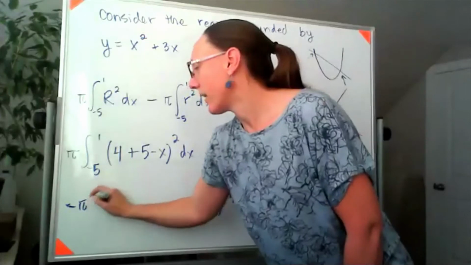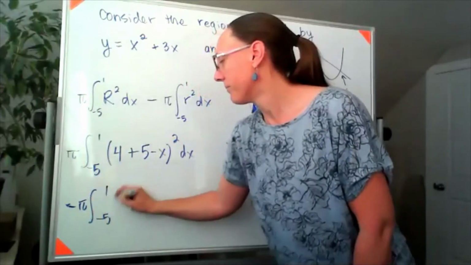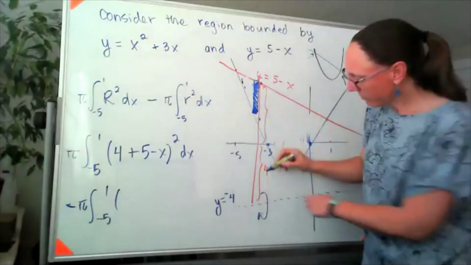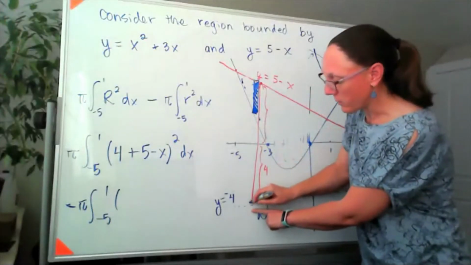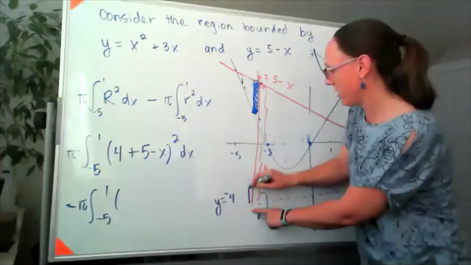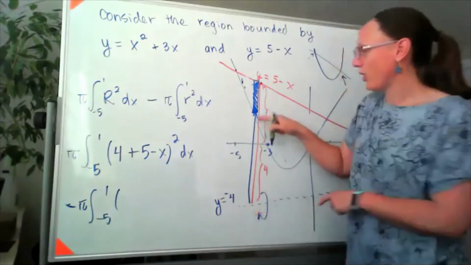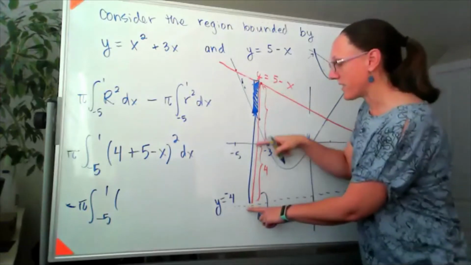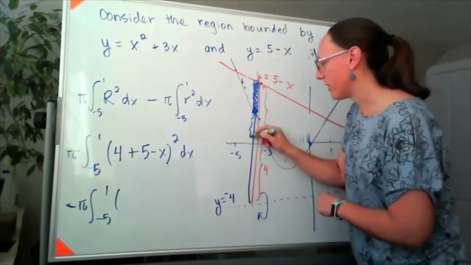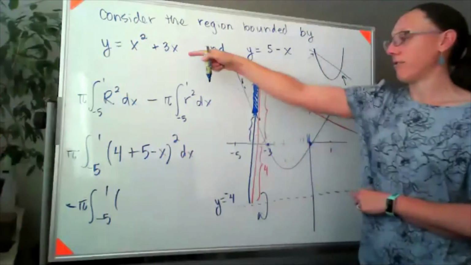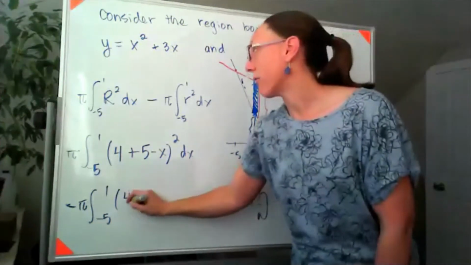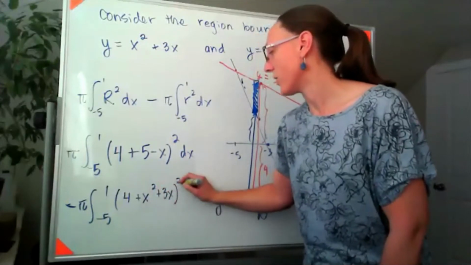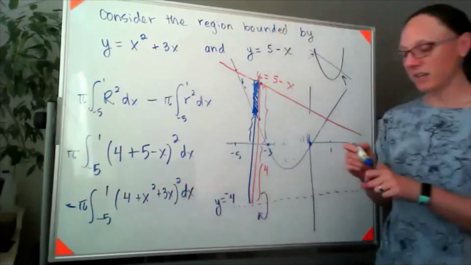minus, and now we're going to get our inside function. And that inside function, my radius would go from the axis of rotation up to this closest edge of my arbitrary cross section. So I've still got the 4 and then plus the y value from the parabola. So I'd have 4 plus x squared plus 3x whole thing squared dx.